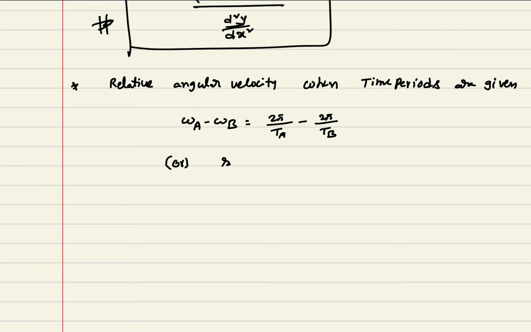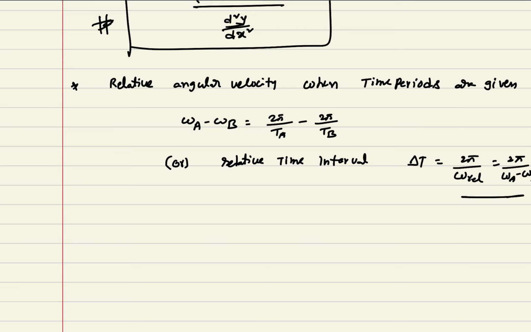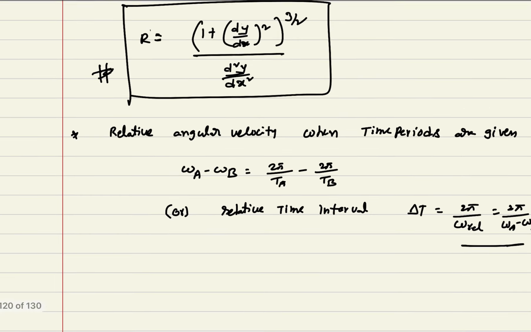Similarly, to calculate the difference in time, you can write it as relative time interval. We can write delta t as 2 pi by omega relative, so 2 pi by omega relative, where omega relative is omega a minus omega b. That kind of relations we can write. These are the relations you can observe carefully.